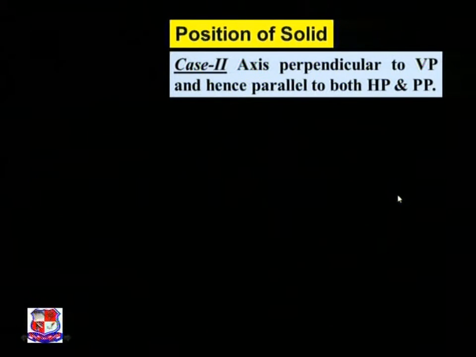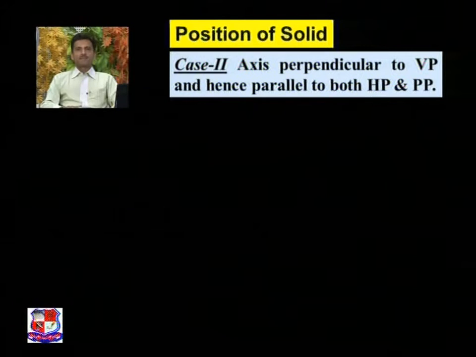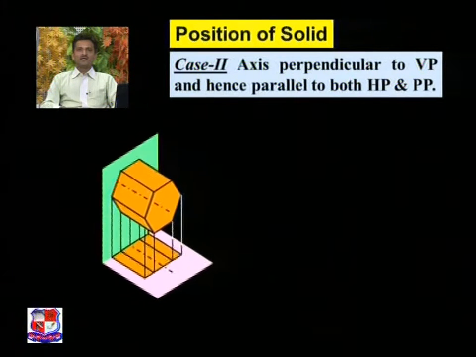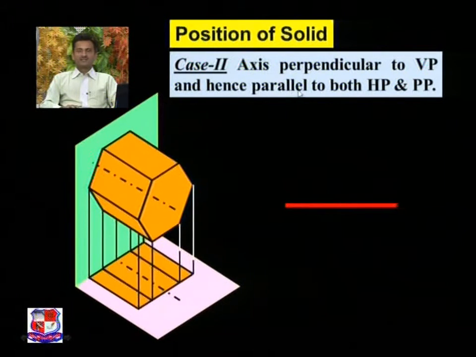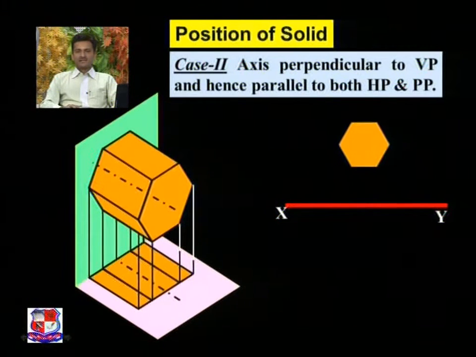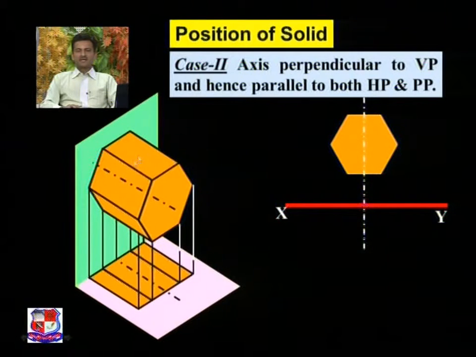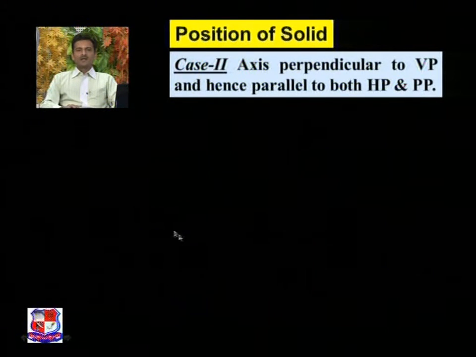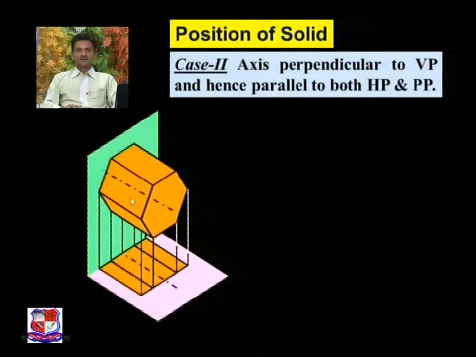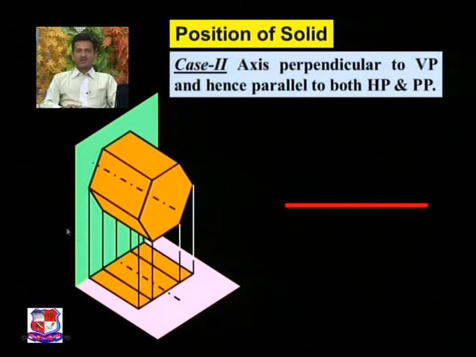Now second case, case number 2, axis perpendicular to VP and hence parallel to both HP and VP. If it is given like this, this would be the case. Here this green color shows the vertical plane, this is HP, and this hexagonal prism is there. This is a hexagonal prism whose axis is perpendicular to VP.